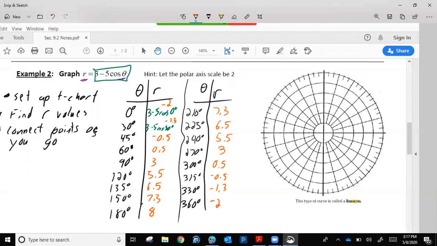A pattern did develop here. If you notice, we went -2, -1.3, all the way up to an 8. When we got to 180, it then worked completely back down that line, 7.3, 6.5, all the way down to -1.3 and -2. Because trig values repeat pretty consistently, patterns are very common when getting these T-charts and these curves moving. It's not the same pattern every time, but you can usually pick up on some type of pattern developing. It's just not going to be maybe this pattern that we see on this particular problem.